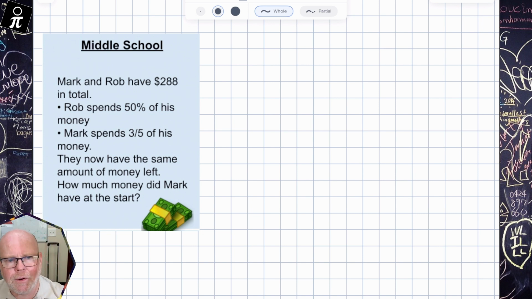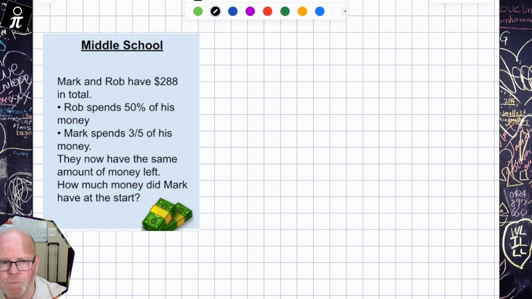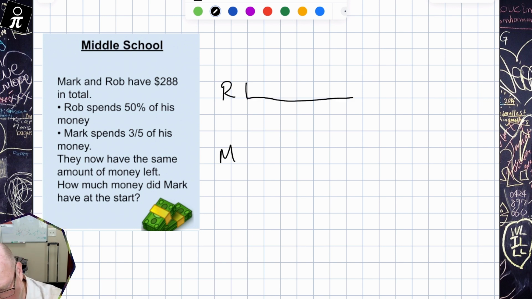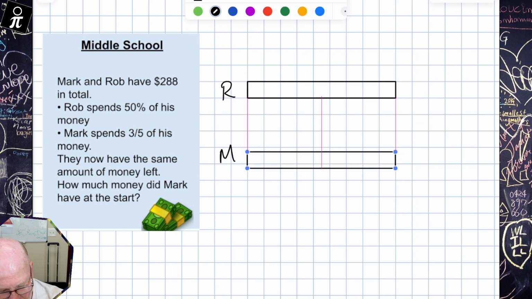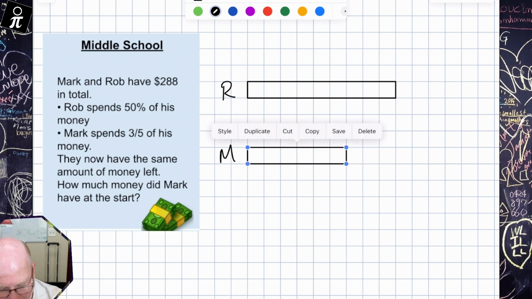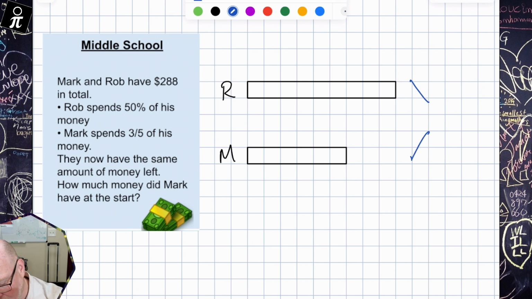So our two characters are Mark and Rob, and we don't know who has more money or not. I'll put Rob and Mark, and say, all right, here is the tape diagram for Rob, and here is the tape diagram for Mark. It doesn't say they have to be equal, so I'm just going to arbitrarily say 288 is like that. All together, Rob and Mark have $288.